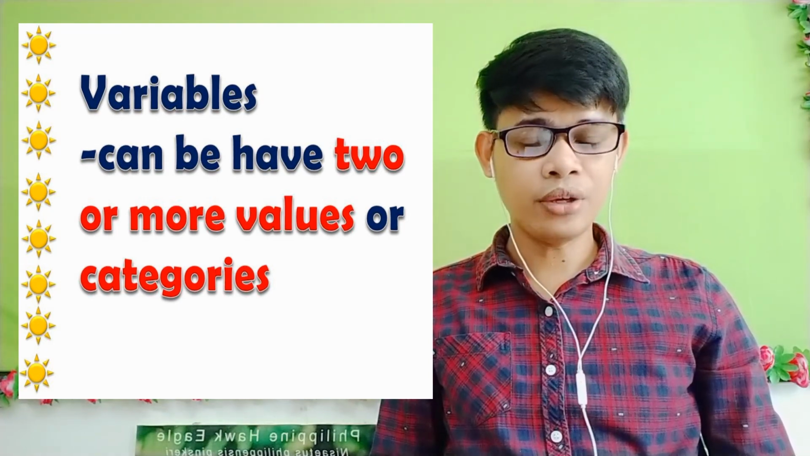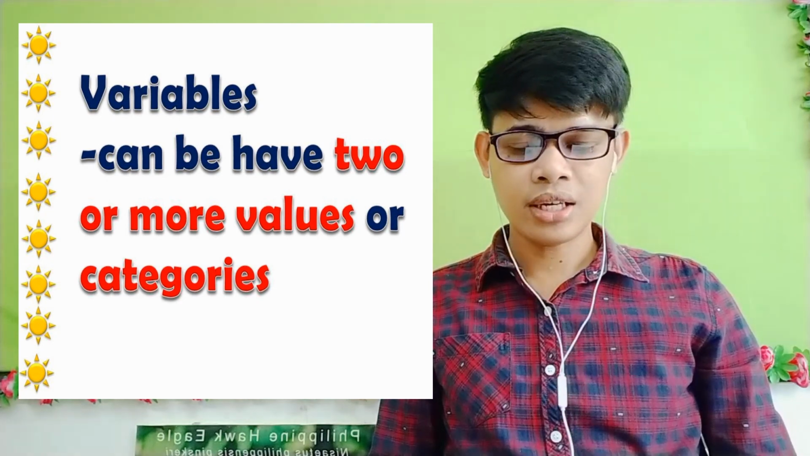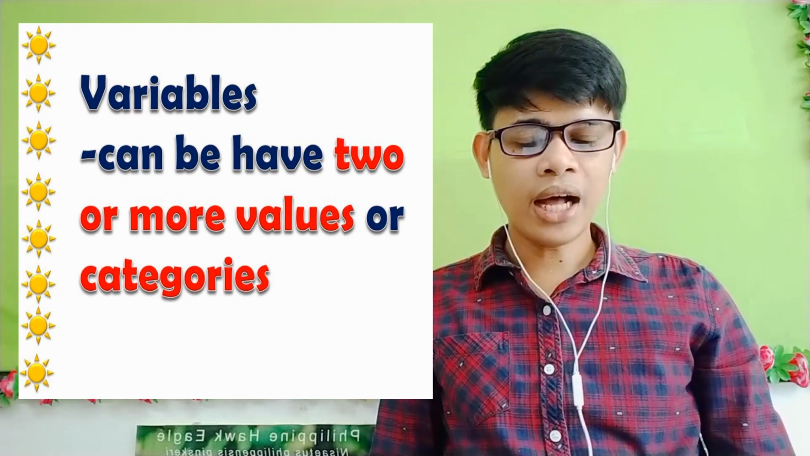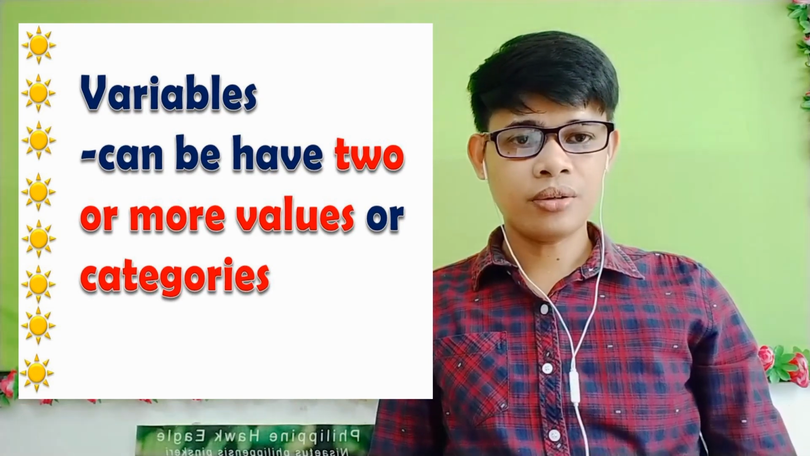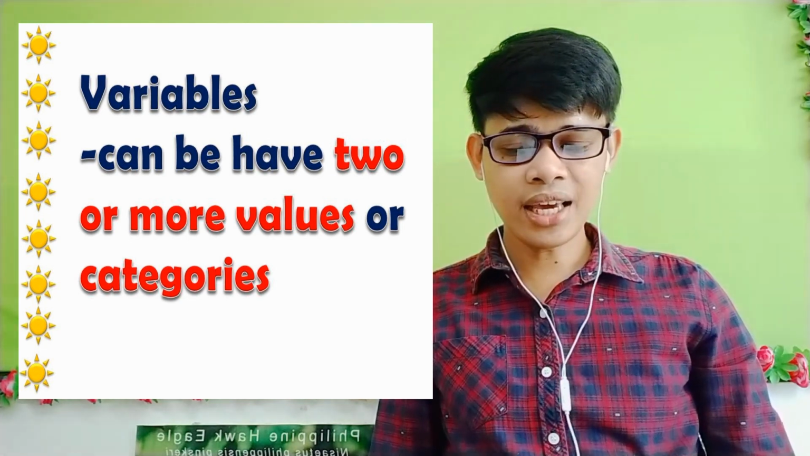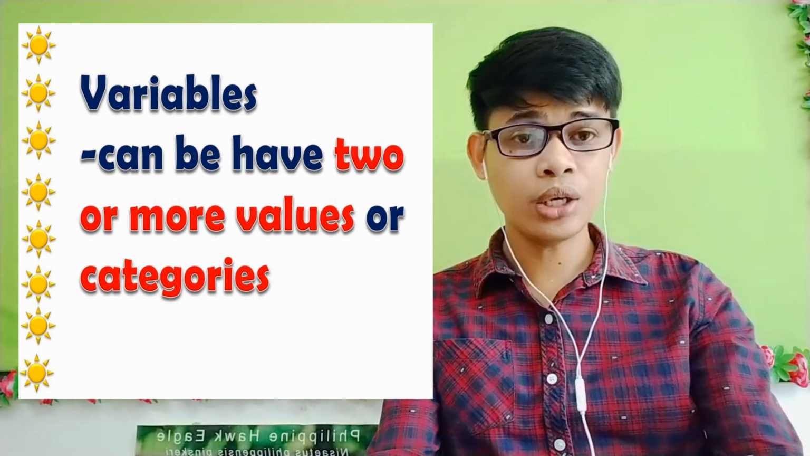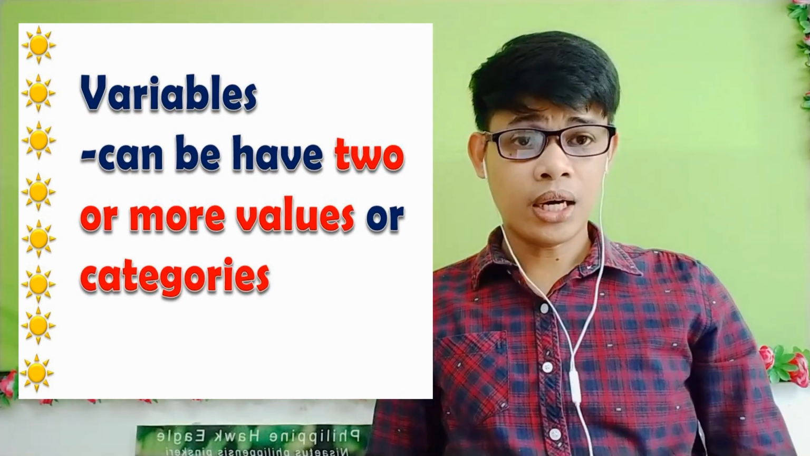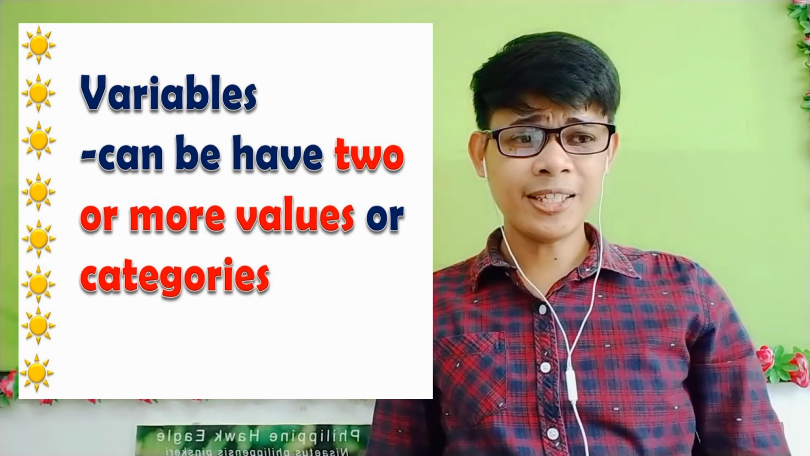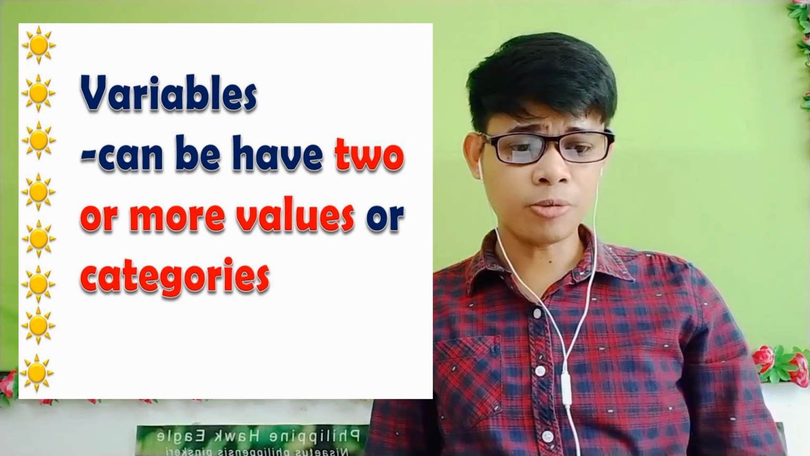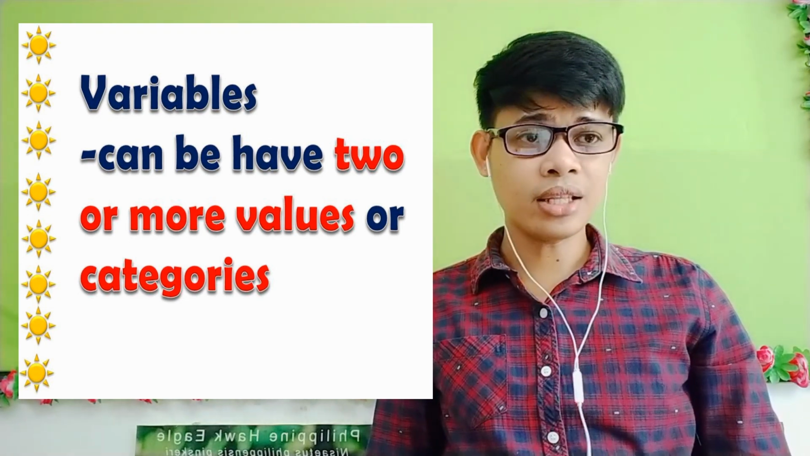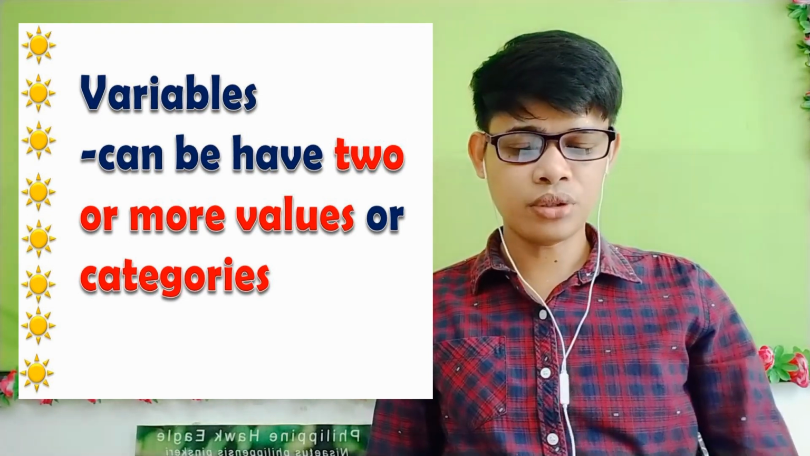Okay, another thing that you need to know about variables is that a research variable can have 2 or more values or categories. Again, variables can have 2 or more values or categories. I emphasized this earlier. So you can easily identify that it is a variable because it has categories or values. However, those values should be 2 or more. Because if it has only one value all throughout the population, that's not considered a variable because it is the same. It does not vary from one person to another.